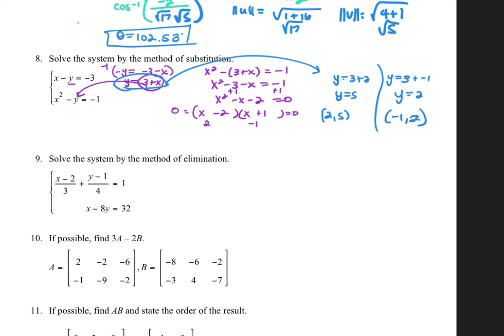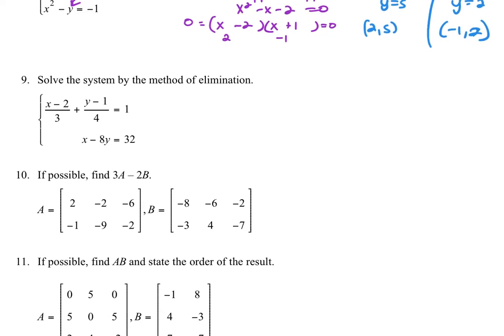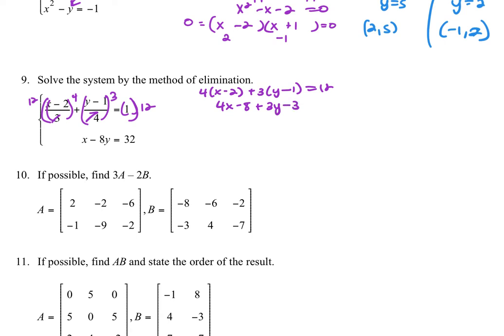Number 9 is solving using elimination. So the first thing I'm going to do is get rid of the fractions in the top. I'm going to multiply everything by 12. So this gets eliminated. This would be times 4. 4 would go into 12. These would be gone. Times 3, and then this is times 12. So I get 4 times (x minus 2) plus 3 times (y minus 1) equals 12. 4x minus 8 plus 3y minus 3 equals 12. 4x plus 3y minus 11 equals 12. 4x plus 3y would equal 23.